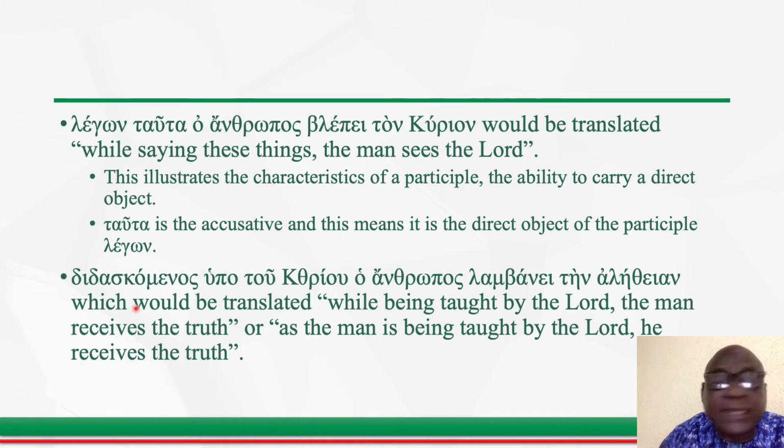Let's look at the second example. Didaskomenos hupo tou kuriou o anthropos lambanei ten aletheian, which will be translated, while being taught by the Lord, the man receives the truth. Even though this is a present participle, it is in the passive voice, and that is why it is translated "while being." So the process of teaching and the process of receiving are also occurring at the same time.